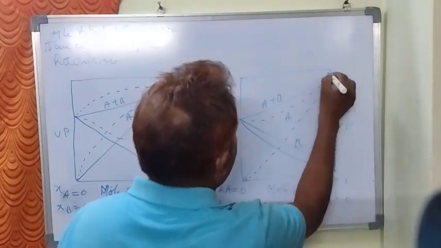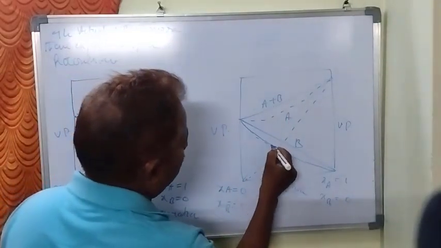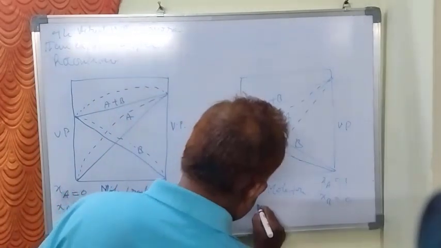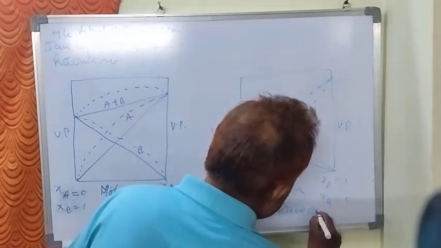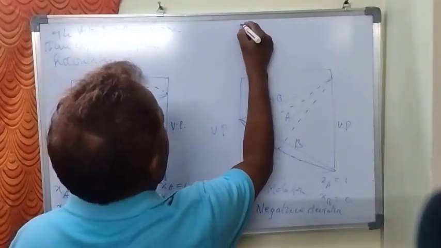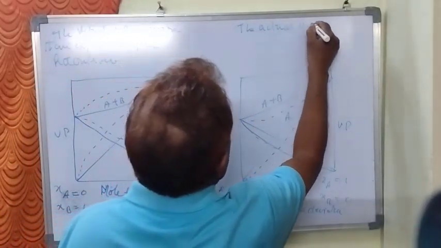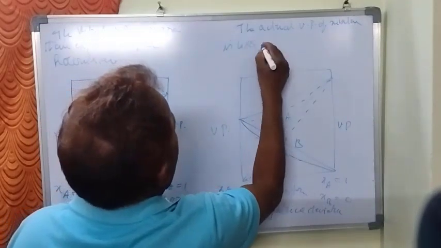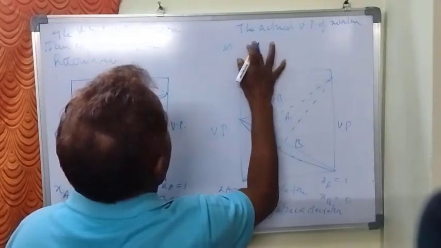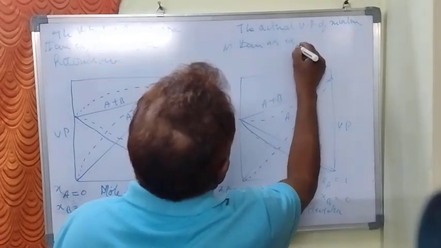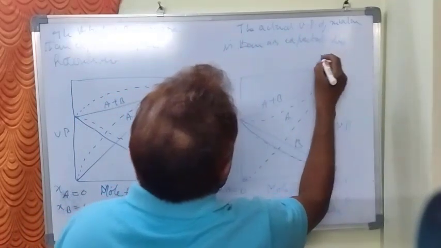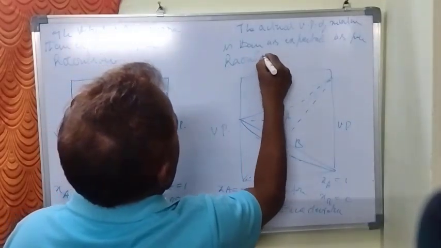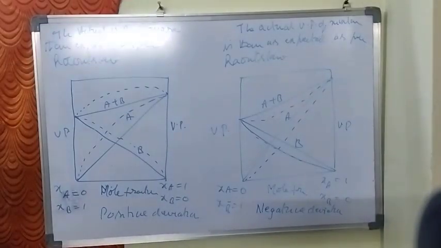So here the vapor pressure of the mixture comes in this manner. Therefore the dotted line shows the actual vapor pressure of each component and vapor pressure of the mixture. So this is referred to as negative deviation. Here the actual vapor pressure of the mixture is less than expected as per Raoult's law. So these are the positive deviations and negative deviations.